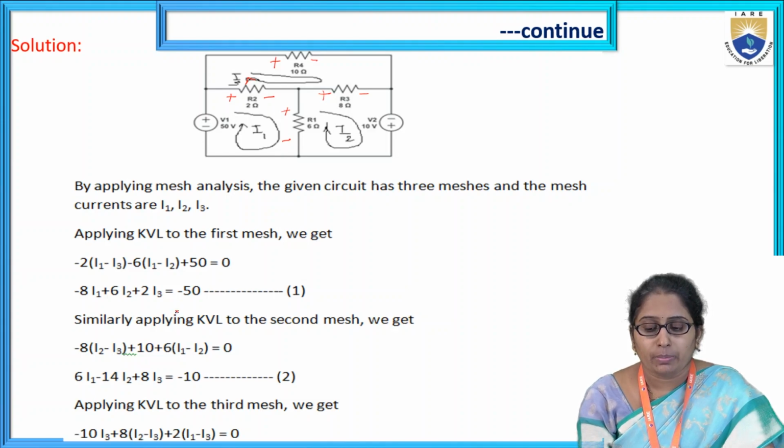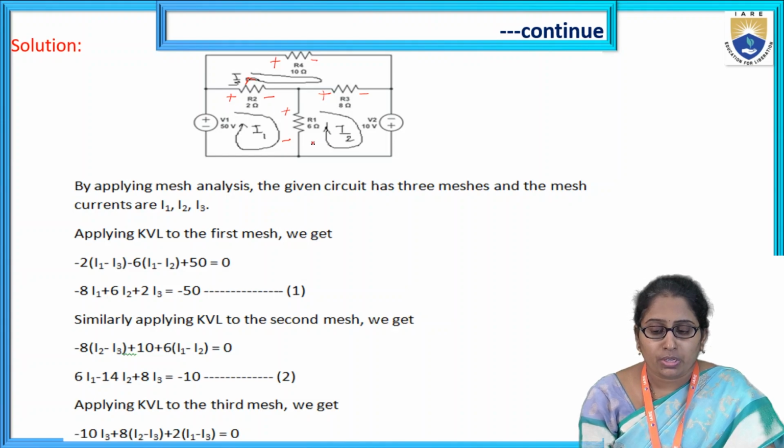Then what is the next element in the second mesh? So the next element is R1. Okay, so 6 ohm. Here, if you look at the direction of the assumed current I2 with the voltage drop direction, they are opposite. I2 is moving up, but the voltage drop is given by minus here and plus here. So they are opposite. That's why it starts with voltage drop plus.